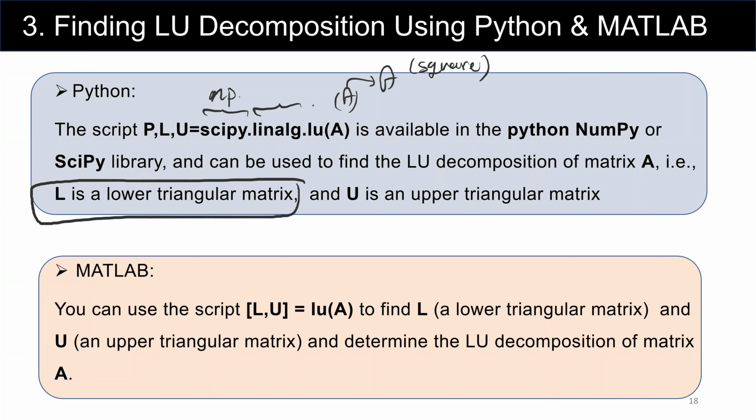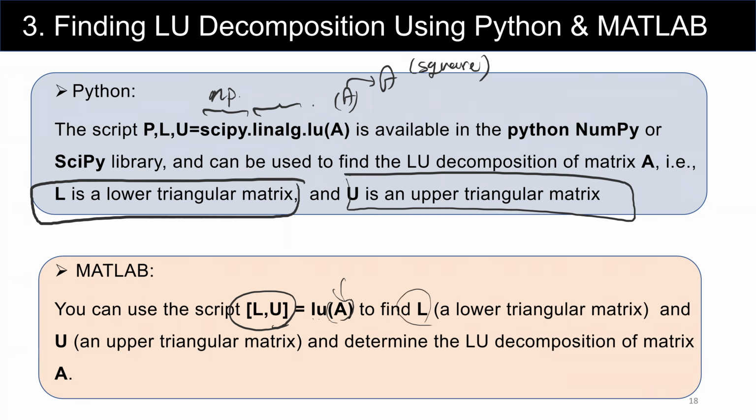L is a lower triangular matrix and U is an upper triangular matrix. In MATLAB, that's even more simple. We have [L, U] equal to lu(A), where A is the matrix. So this gives us L, a lower triangular matrix, and U, an upper triangular matrix. That determines the LU decomposition for matrix A.